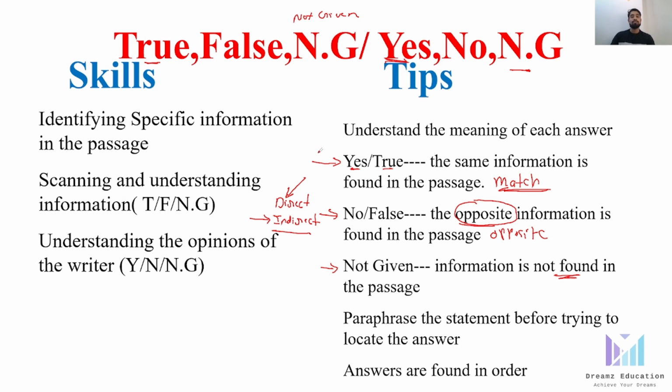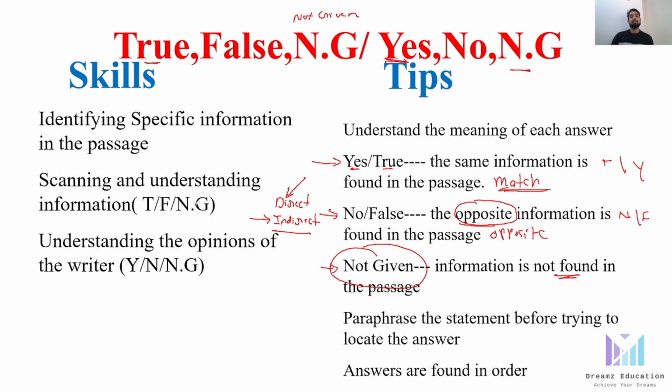The other condition is, when a statement is given, first you need to check whether it is matching or not. If it is matching, you write your answer as true or yes. If it is not matching, you have to check whether it is opposite or not. If it is opposite, write no or false. If both these conditions do not satisfy, it is neither matching nor opposite, then your answer has to be not given. So you check the other two conditions, and if it doesn't satisfy both, you write not given.